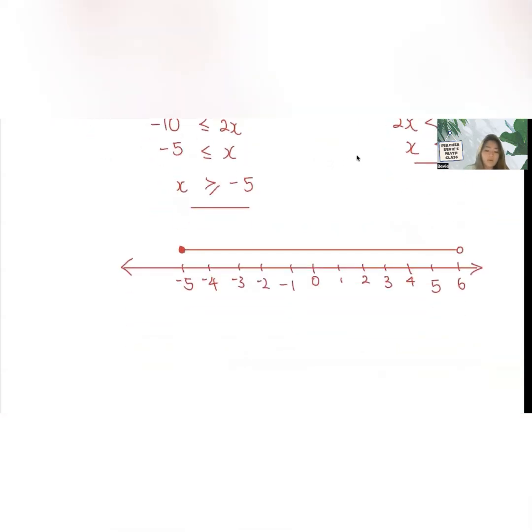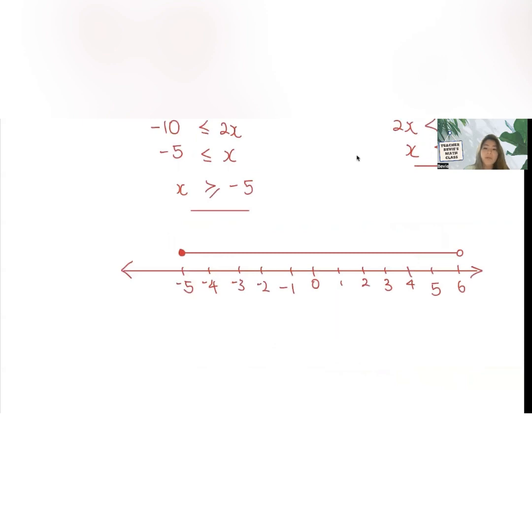So all in all, for the final solution, what are the integers that satisfy this inequality? x must be greater or equals to -5 and smaller than 6. Meaning x is between -5 and 6, with -5 inclusive and 6 non-inclusive.